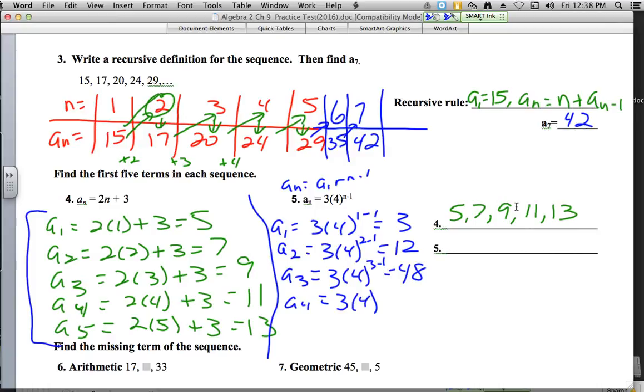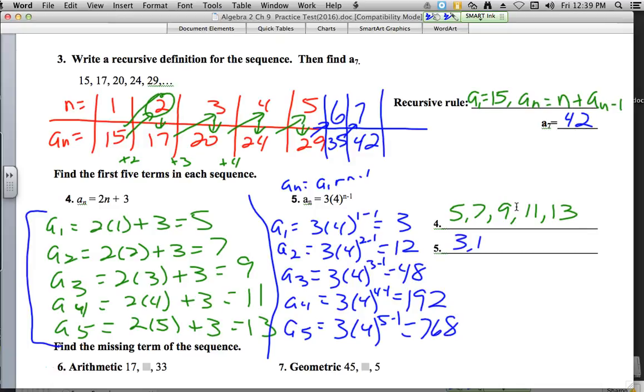But this is a test, so you want to show the work on this. So this would be 48 times 4 would give you 192. And again, if it's a test, just keep showing the work. Even if you do shortcut a little on your calculator and say, okay, 3 times 4 was 12, 12 times 4 is 48, 48 times 4 is 192, and 192 times 4 is 768.